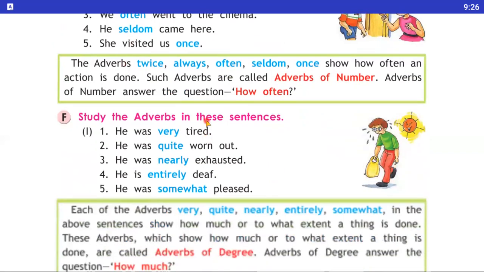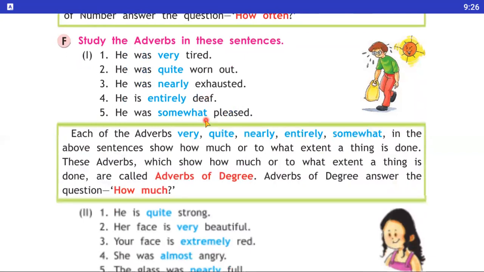Okay student, firstly, look at the example. He was very tired. He was quite worn out. Number third, he was nearly exhausted. Number four, he is entirely deaf. Number fifth, he was somewhat pleased. So each of these adverbs is very, quite, nearly, entirely, and somewhat.